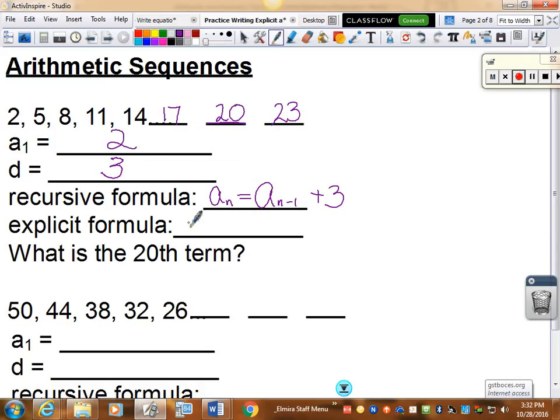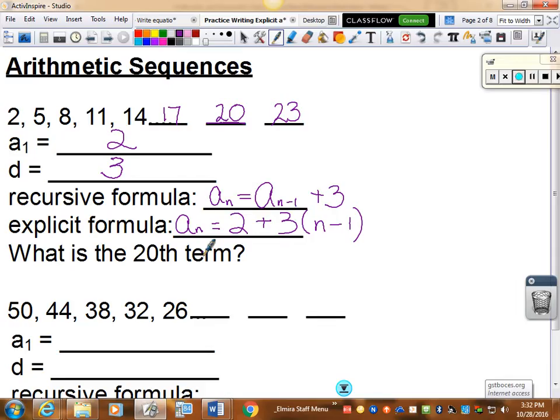So I'd start A sub n equals, my first term is 2 plus 3 parenthesis n minus 1. So I subbed in my first term, I subbed in my D, and everything else I just copied, A sub n and n minus 1. So that formula right there will tell me any term I want to know.